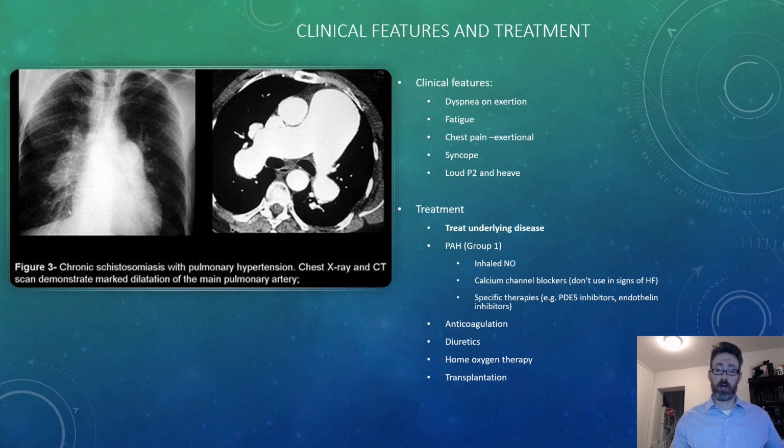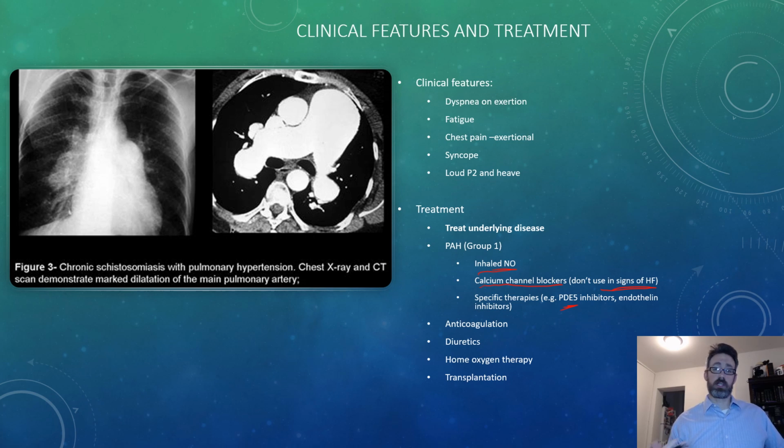However, if you're in that group 1, which I mentioned has a poorer prognosis overall, there are still some treatments that you can use. Inhaled nitric oxide can cause vasodilation. They may use calcium channel blockers in certain cases because that'll help the smooth muscles vasodilate. You obviously wouldn't use this in cases of acute severe heart failure, because we want the inotropy to help the heart contract. Some specific therapies being used now to help target this are PDE5, or phosphodiesterase 5, inhibitors, which help to increase nitric oxide levels.